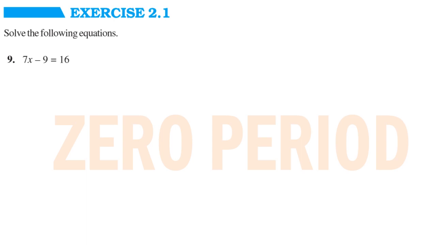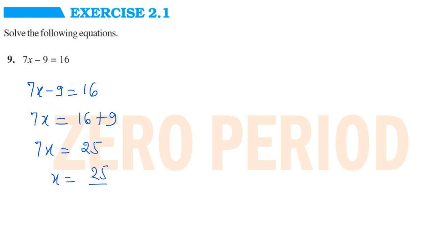Question number 9, very simple question. 7x minus 9 equal to 16. We have two constants, 9 and 16, and one variable, 7x. Let us start the question in this way. 7x minus 9 equal to 16. 7x equal to 16 plus 9. This minus becomes plus. Then 7x equal to 25 and x is equal to 25 upon 7. This is the solution of this question.